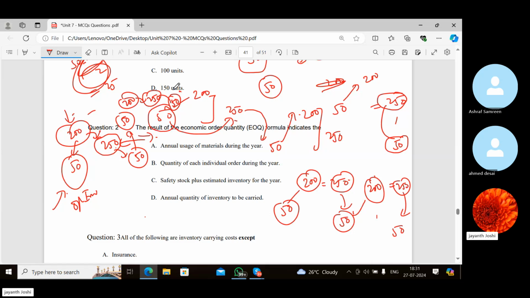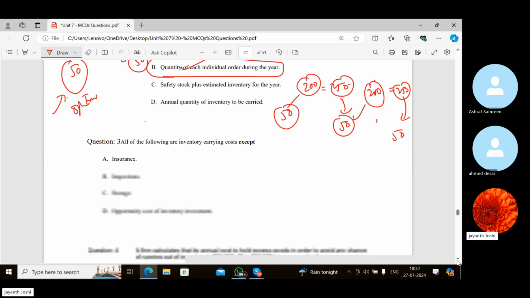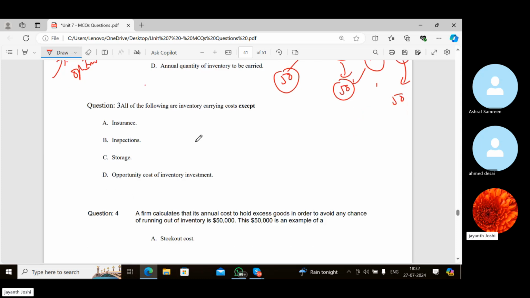Option C. No. EOQ is nothing but you have to maintain some inventory of a certain level always. So the quantity of each individual order during the year, that much you have to always order if you maintain an EOQ. That's what we were doing here. We were always ordering 200 and maintaining 50. All of the following are inventory carrying costs except.